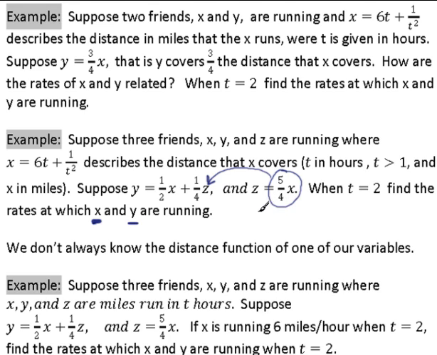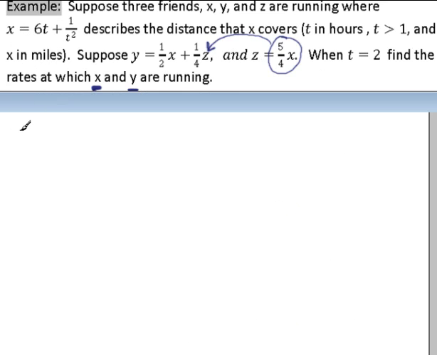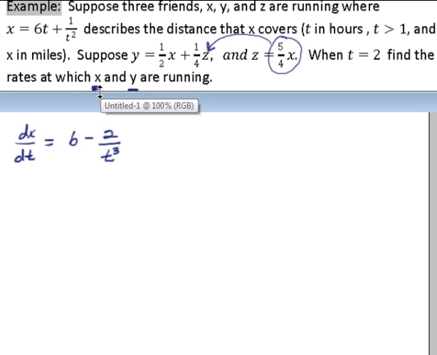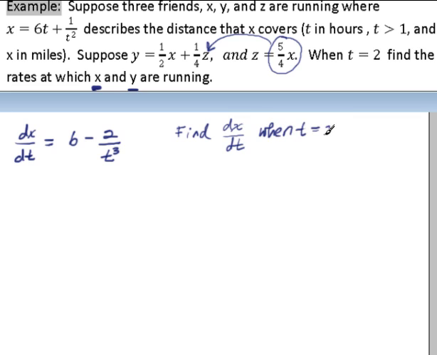All right, so let's do that now. We'll start by figuring out dx/dt. We did that already in the previous two examples, and we saw it was 6 minus 2 over t cubed. Now we can figure out, when t equals 2, what dx/dt is. This says when t equals 2, find the rate at which x is running. So we have to find dx/dt when t equals 2. In other words, just substitute in t equals 2.